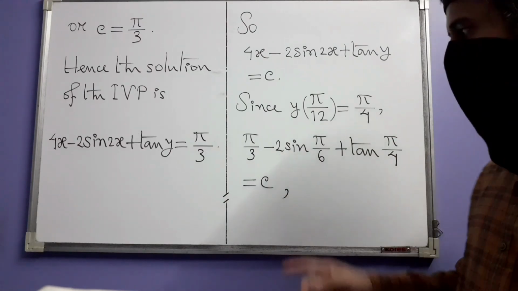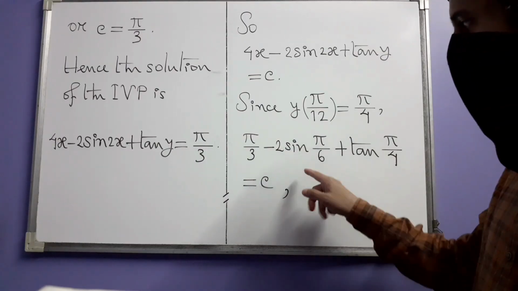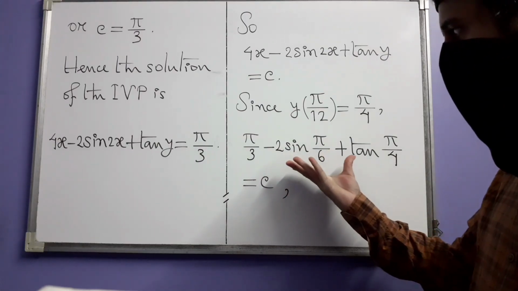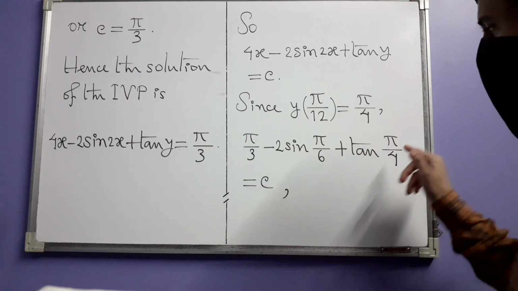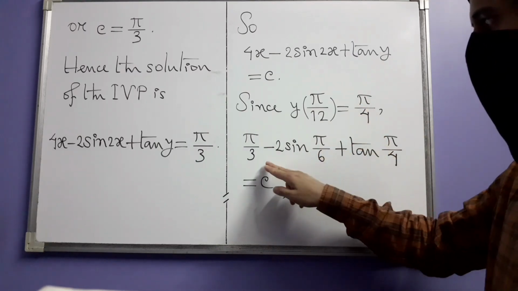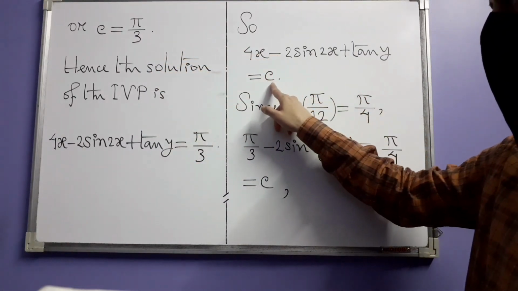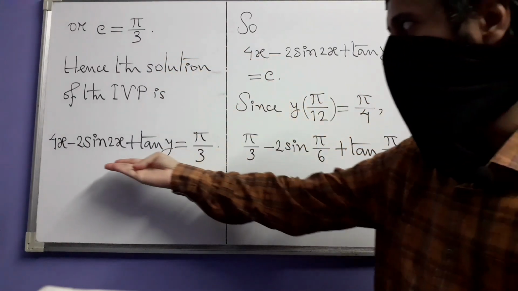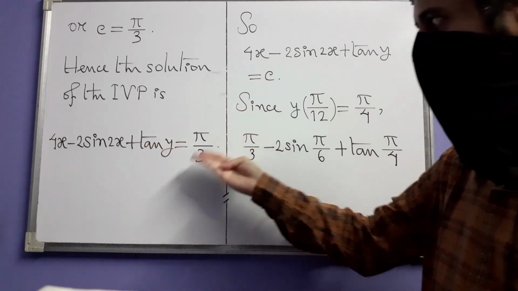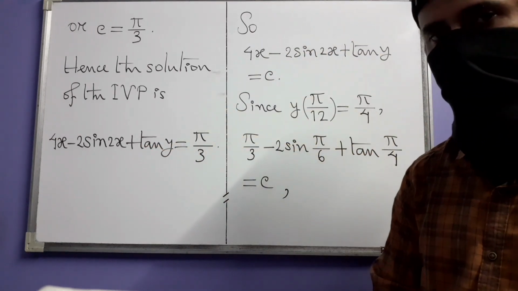Now what is sin of pi divided by 6? 1 divided by 2. Multiply that with 2 and here you are getting minus 1. And tan pi divided by 4 is 1. So after cancelling this minus 1 and 1, you have c equal to pi divided by 3. And you use that back here, and that gives you the solution of the IVP. This equals pi divided by 3.